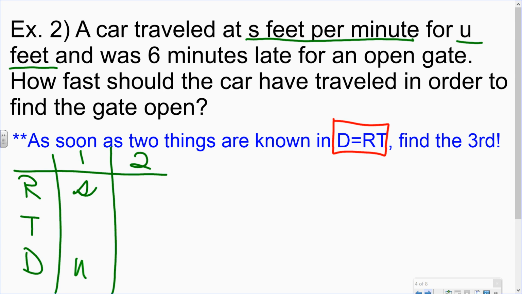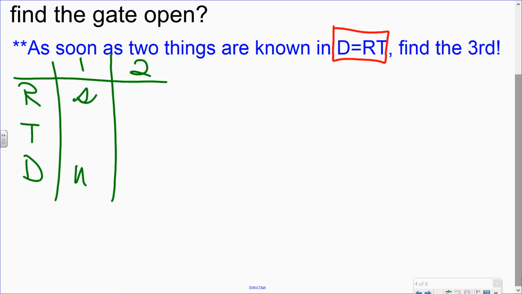I have 2 things in that column, so I stop for the moment. I'm going to figure out T from RT equals D. So if I need T, it must be D over R. So if D is U and R is S, that means time must be U over S.